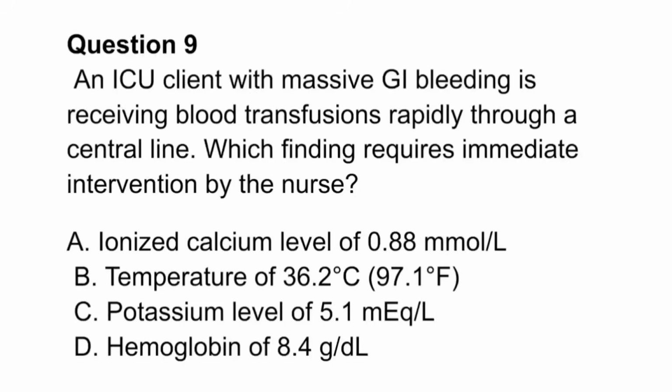Question 9. An ICU client with massive GI bleeding is receiving blood transfusions rapidly through a central line. Which finding requires immediate intervention by the nurse? A. Ionized calcium level of 0.88 millimoles per liter. B. Temperature of 36.2 degrees Celsius, 97.1 degrees Fahrenheit. C. Potassium level of 5.1 milliequivalent/L. D. Hemoglobin of 8.4 g/dL.